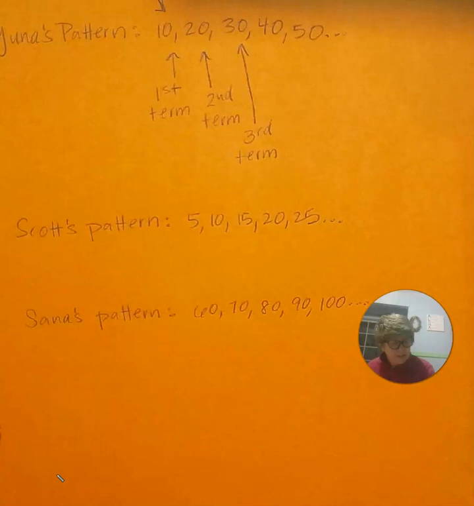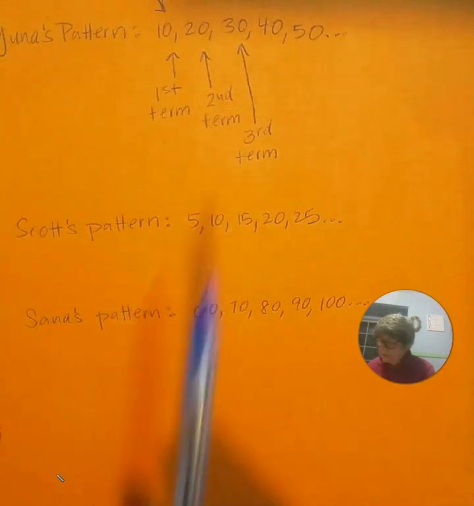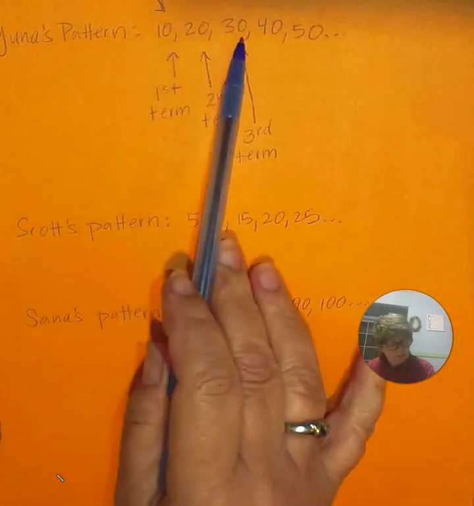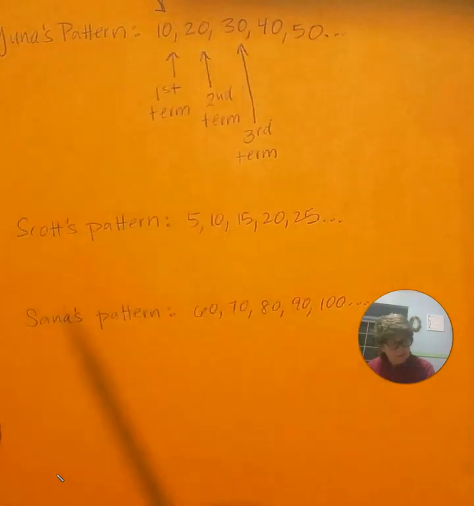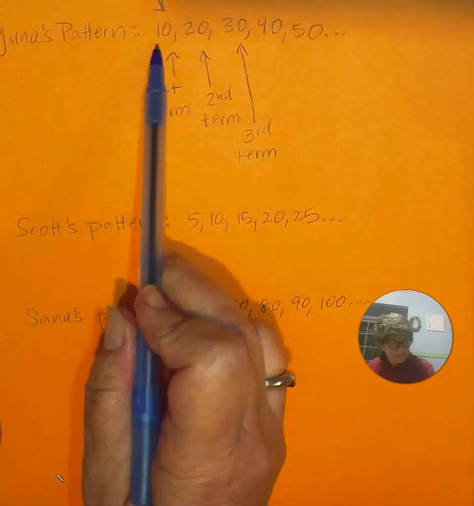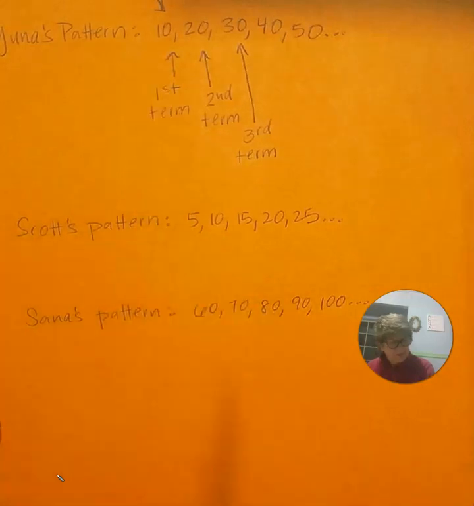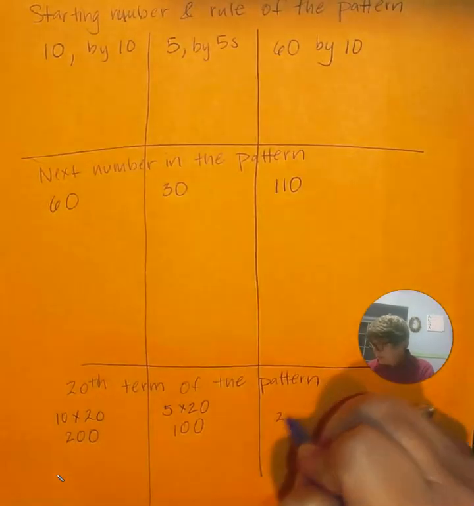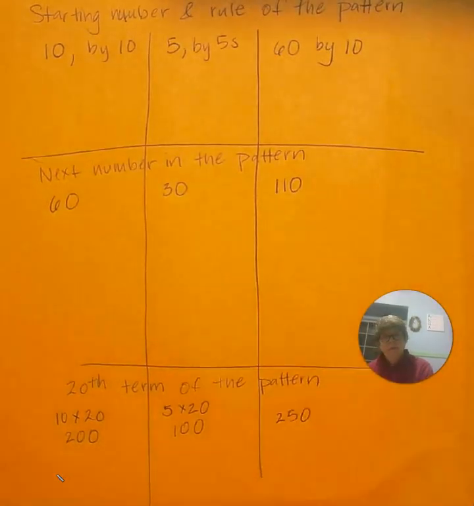So the first three terms are 60, 70, and 80. And the first three terms of Una are 10, 20, and 30. So the terms of Sana's are 50 more than Una's. Do you see that? This is 50 more, right? So the 20th term would be 250 because the 20th term of Una's is 200. Ooh, that's tricky. 250. What's another way we could do it?